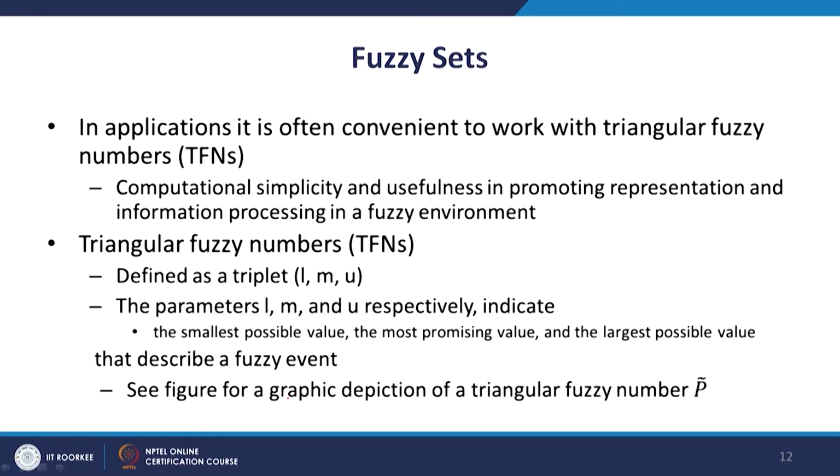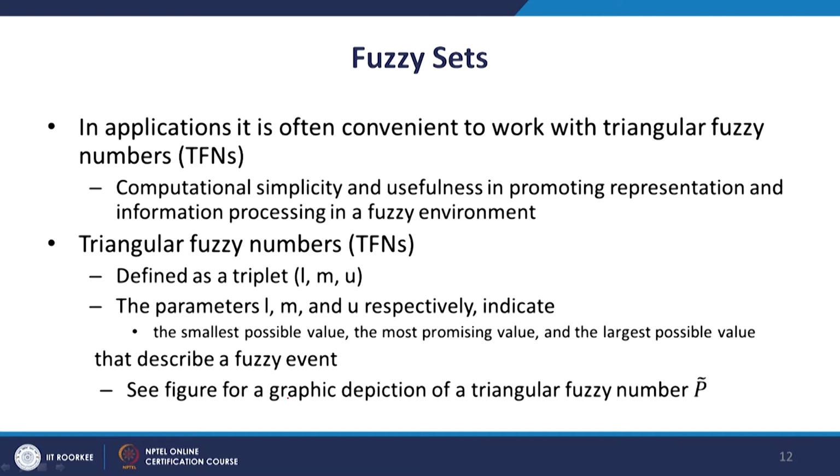So, now let us talk about triangular fuzzy numbers. In brief, they are also referred to as TFNs. They are defined as a triplet, where we have three ordinates here: L, M, U.